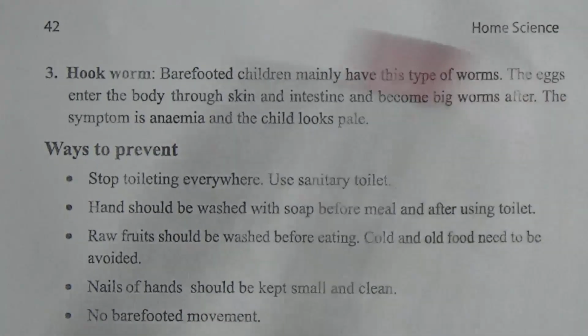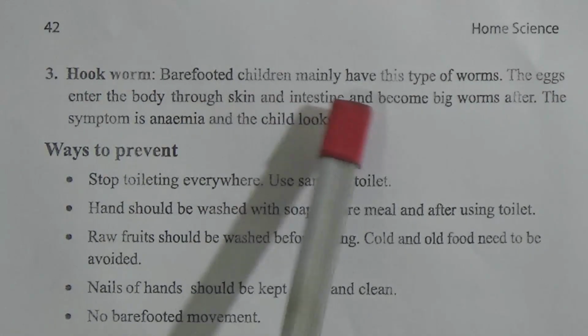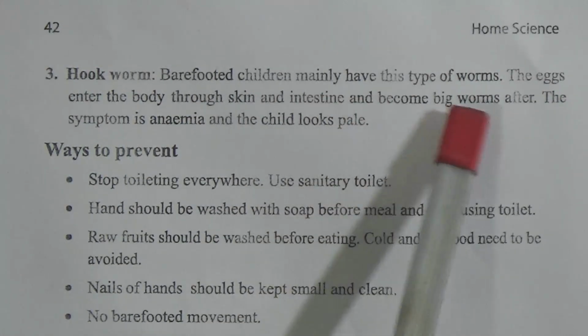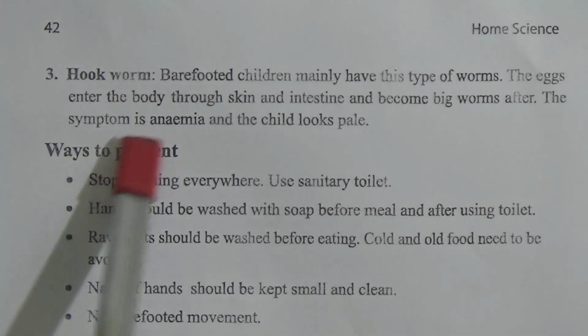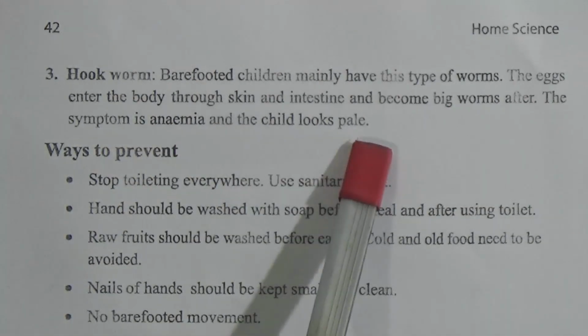Now come to page number 42 and learn about hookworm. Barefooted children mainly have this type of worm. The eggs enter the body through the skin and intestine and become big worms after. The symptom is anemia and the child looks pale.